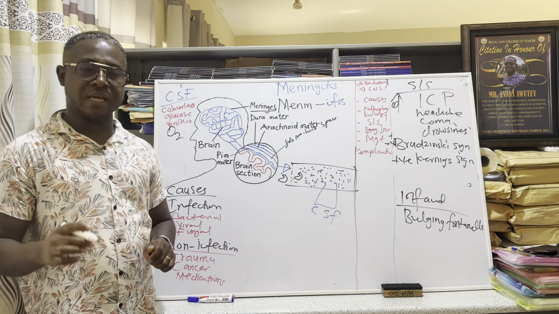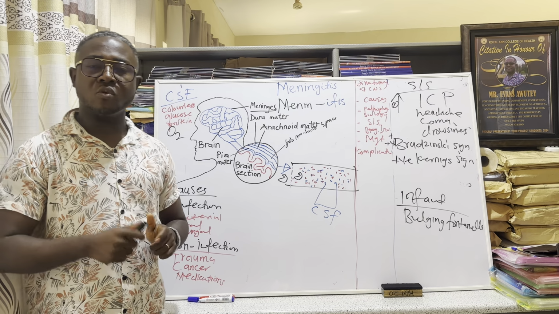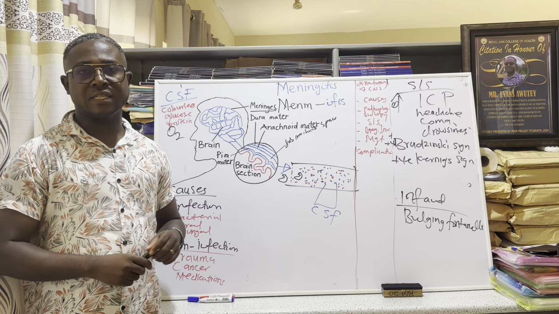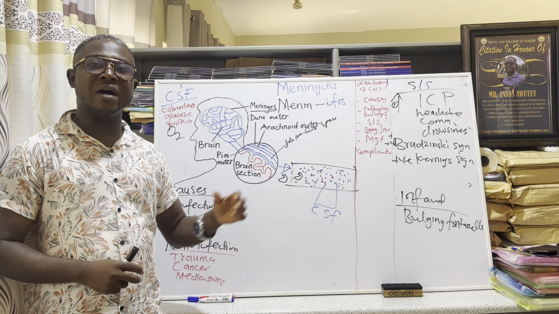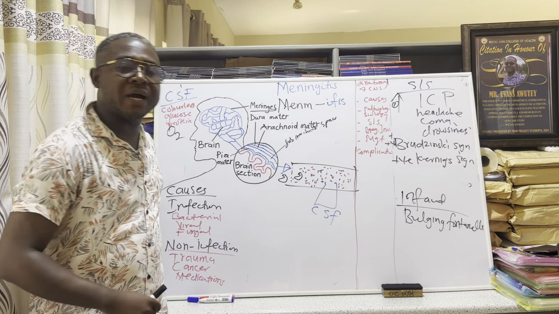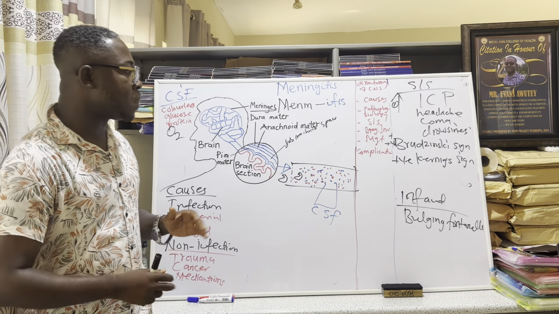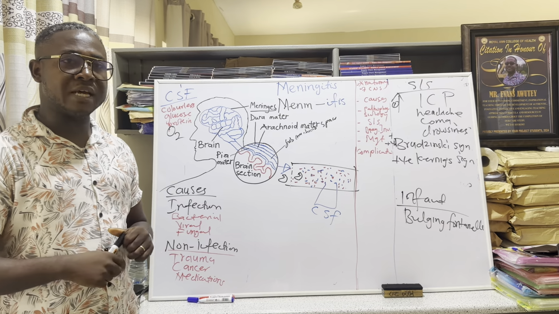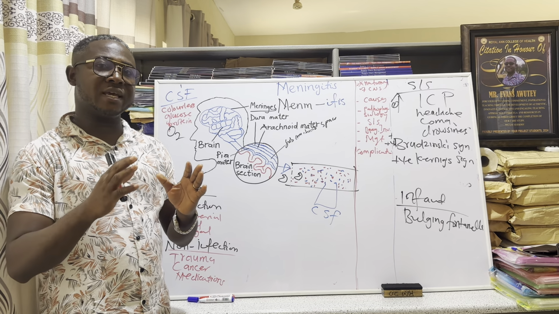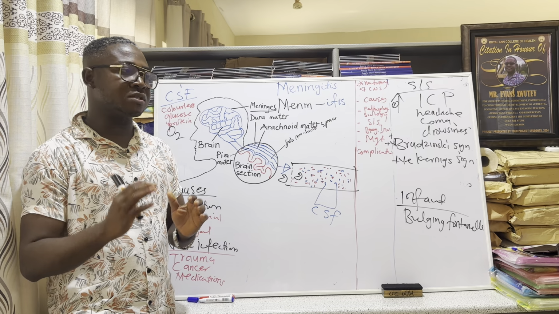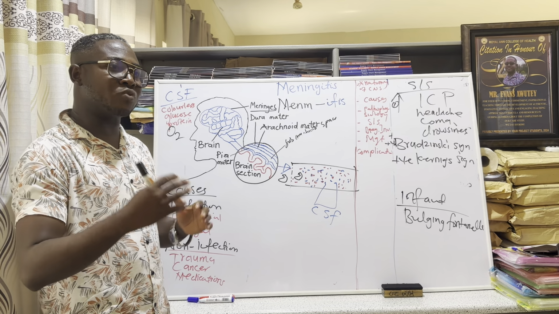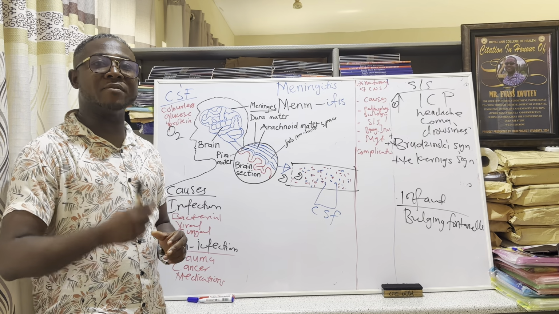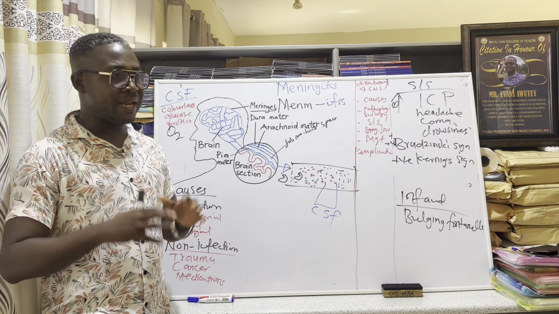Positive Kernig sign. The positive Kernig sign also occurs because of the inflammation of the meninges, which causes excitability of the lumbar root, which is our back, the spinal lumbar root. So this one will also affect the leg. When the individual's leg is placed at 90 degrees and the healthcare provider tries to extend it, the provider finds it difficult to extend, and the patient also feels pain. And that is known as what?